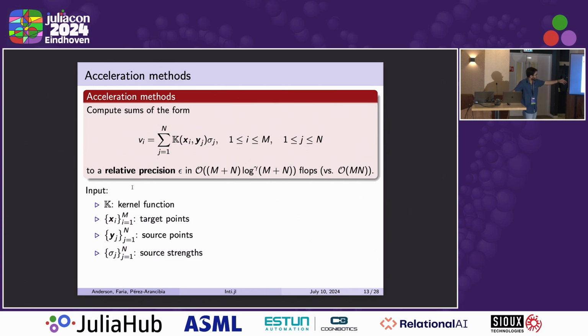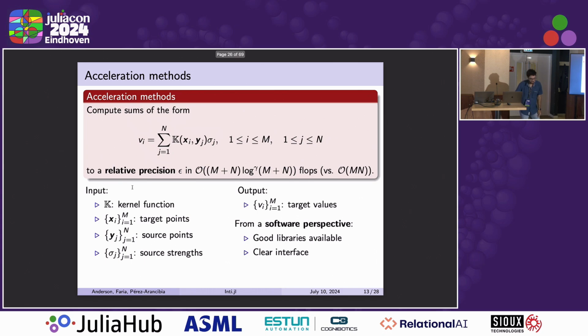I think this part of the code is very well established. For this type of acceleration, you have to tell me what your function is, where you want to evaluate it, where you have your source points, and what the source strengths are. And then it just outputs the values of these sums. And from a software point of view, this was relatively easy to get right in the library, because the interface is very clear.